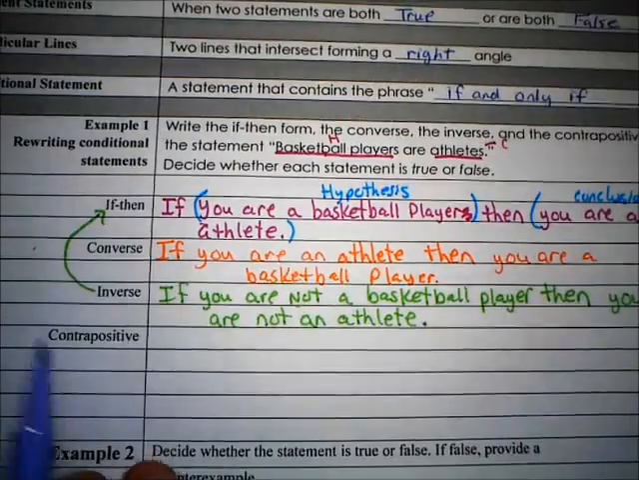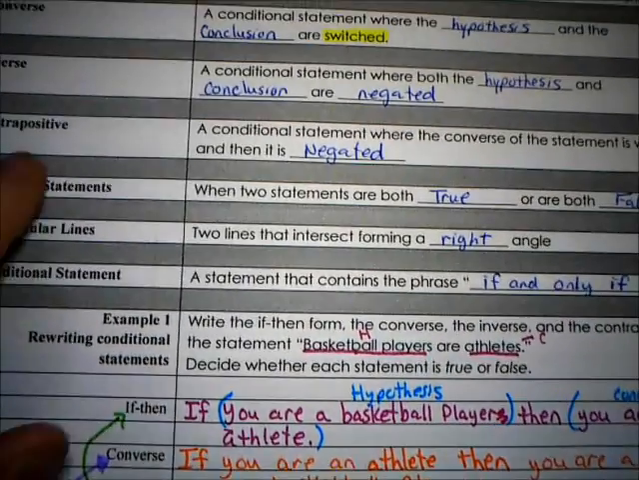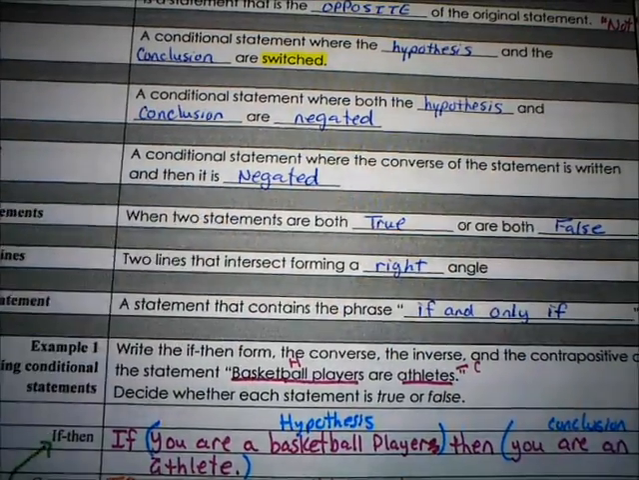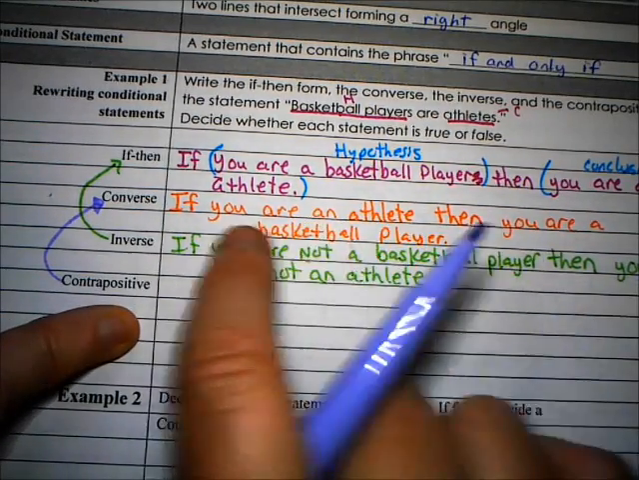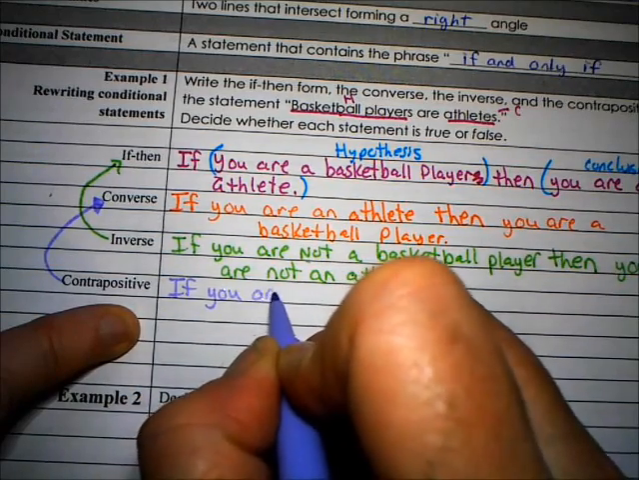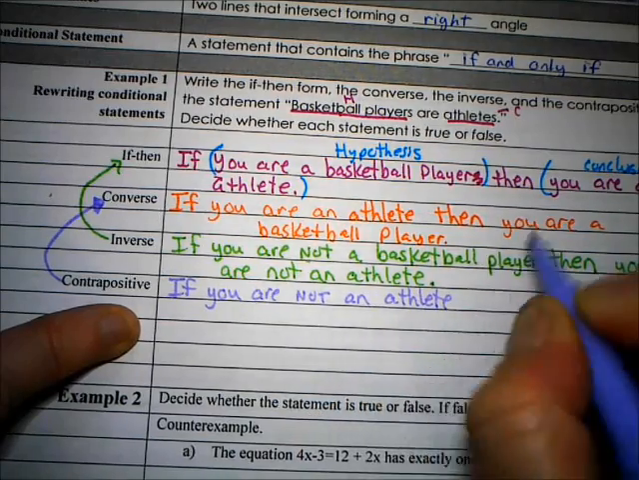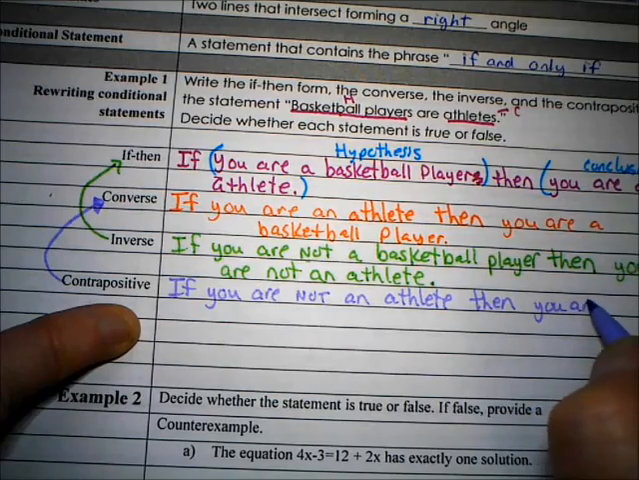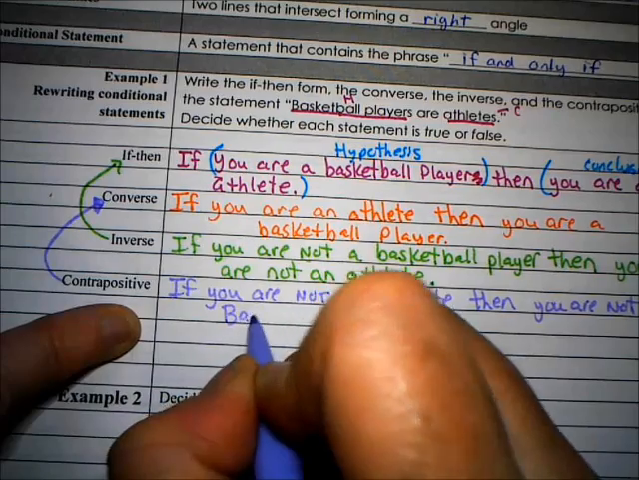And then on the last one, the contrapositive. The contrapositive goes to the converse, because it says we're going to take the converse and negate it. So if I look at my converse, it says if you are an athlete, so I'm going to negate it and say if you are not an athlete, then you are not a basketball player.